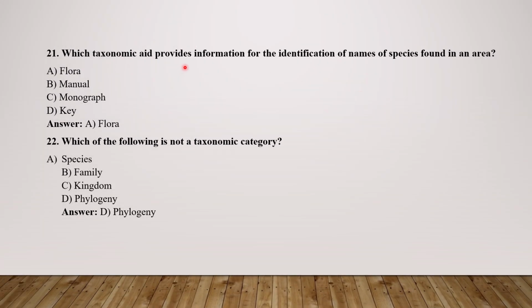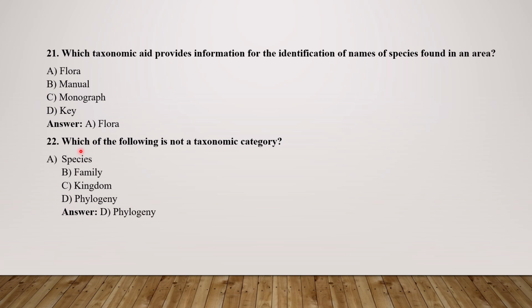Which taxonomic aid provides information for the identification of names of species found in an area? The right answer is option A, flora. A flora is a list of all plant species in a region with identification details.